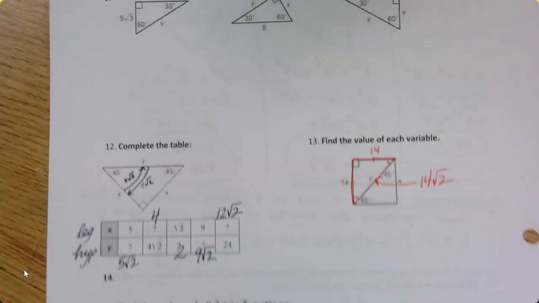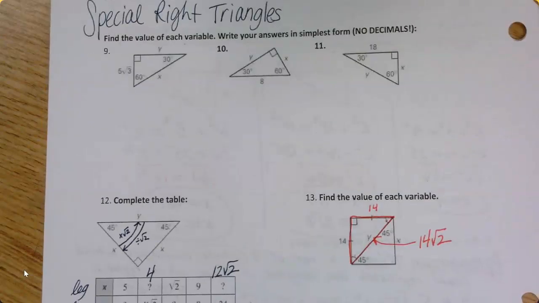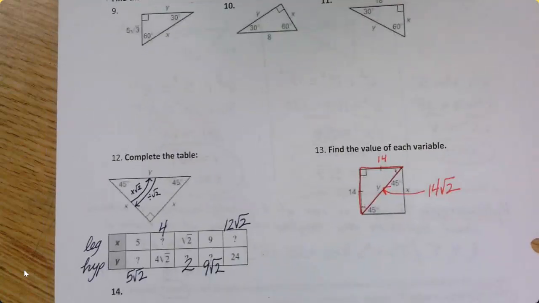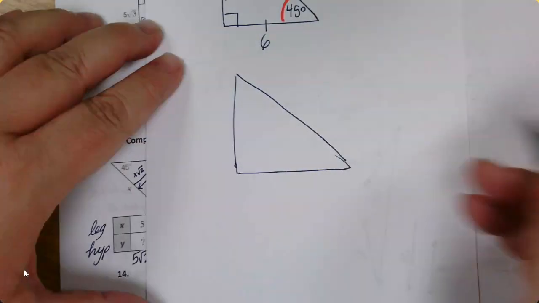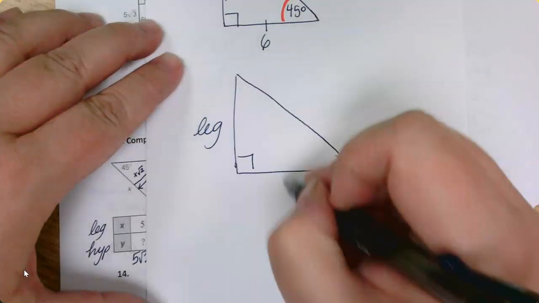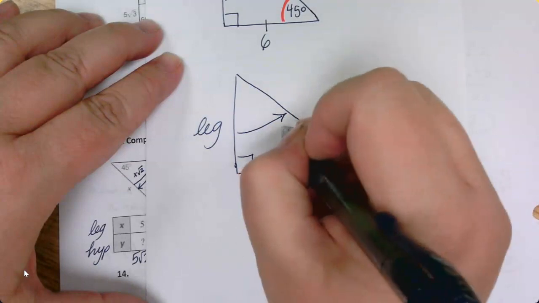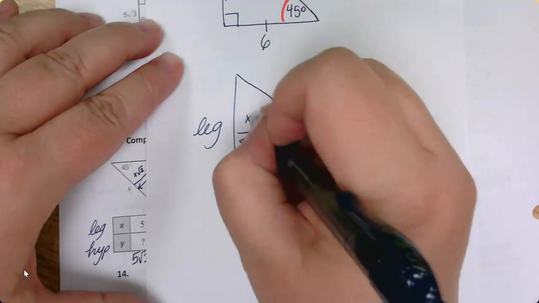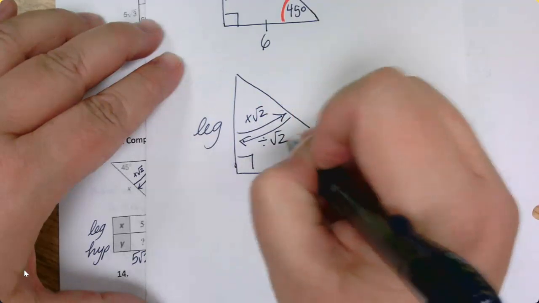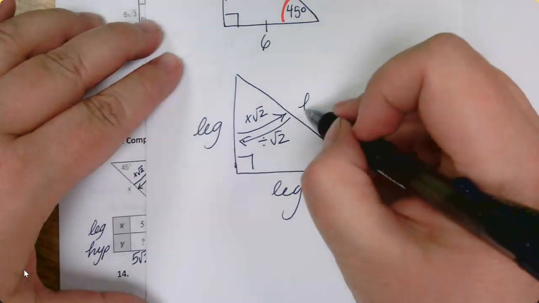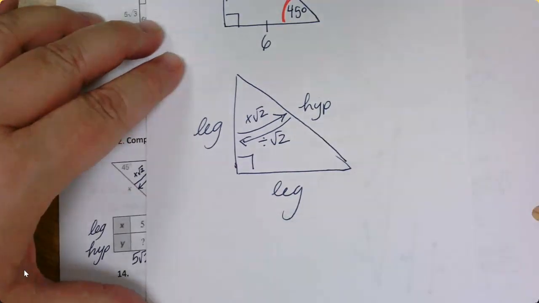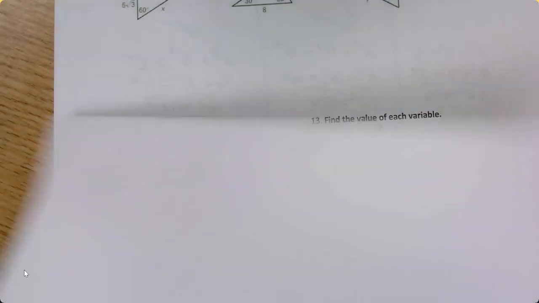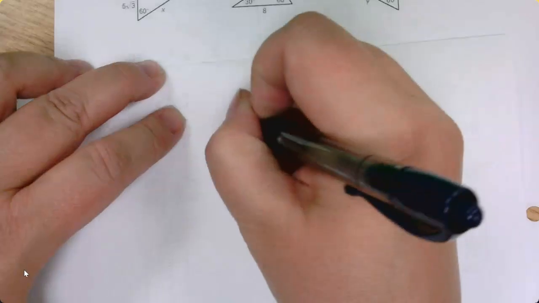Now, let's look at 30, 60, 90s. That's our other type of special right triangle. With a 45, 45, 90, you had to know one relationship. You had to know how to get from the leg to the hypotenuse. Even though you have three sides, you only had to know what number gets me back and forth from the leg to the hypotenuse, because two of the three sides are legs. They're the same. Here, though, you have 3 different sides. So we're going to name them 3 different things.